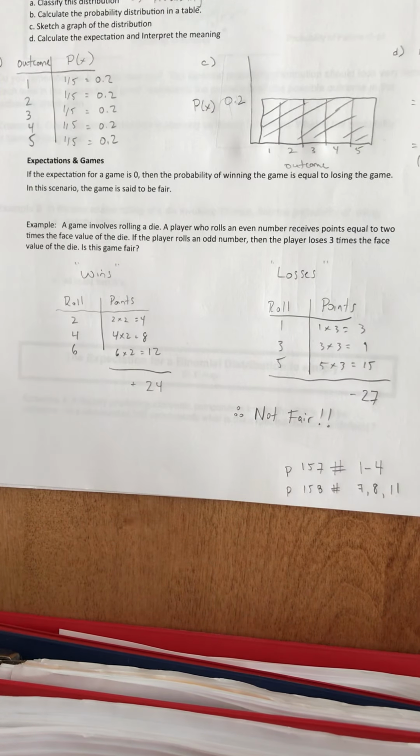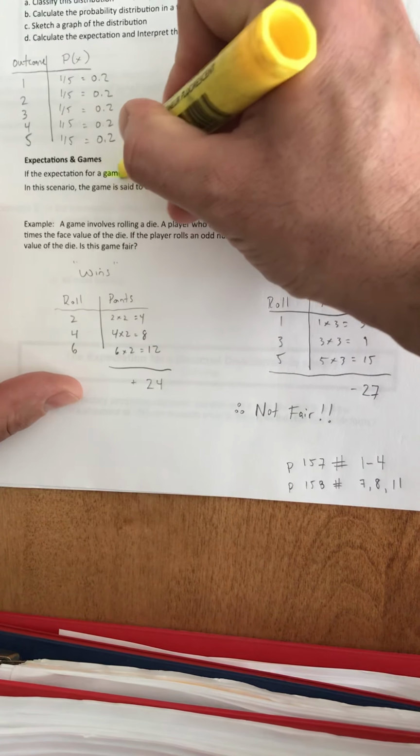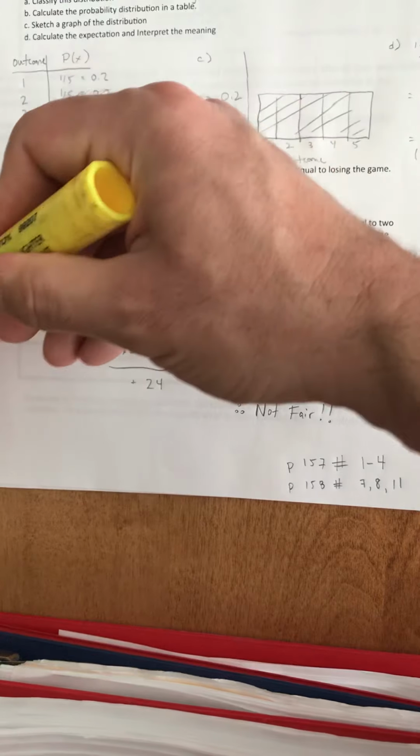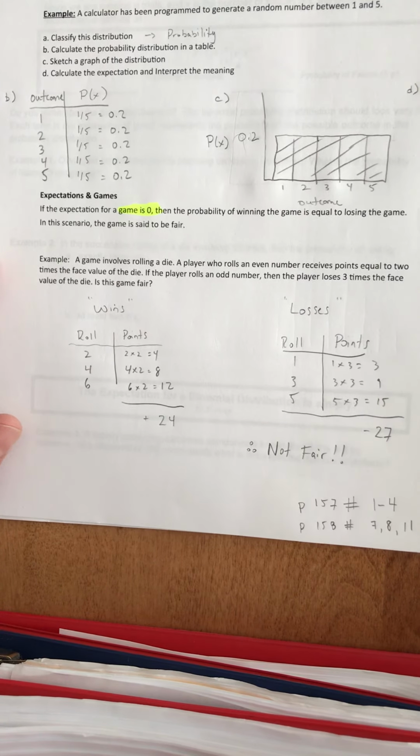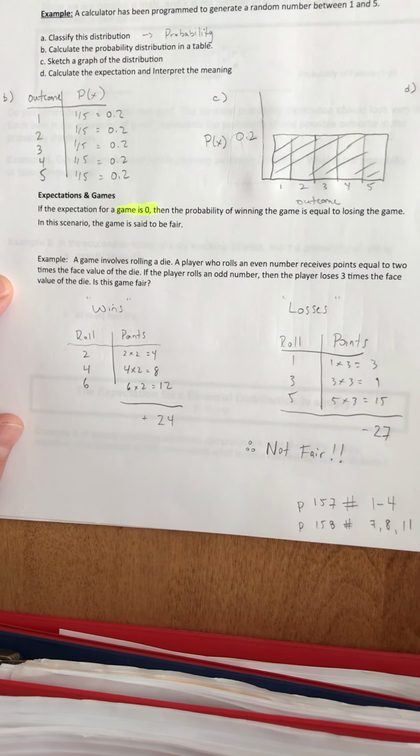If the expectation for the game is 0, I'm just going to highlight that, then the game is fair. It's a fair game. So if you're playing at a casino, if you're playing on a game show, if wins and losses equal each other, the game is fair. If not, it's not a fair game.